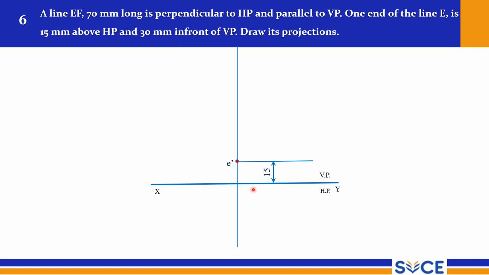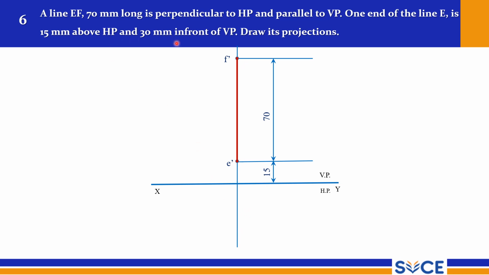So this is your E dash, and we have to start with the true length line only, E dash, and this is our 70 mm, sorry, F dash. So this is our front view. This is the front view, E dash and F dash. The corresponding top view will be at 30 mm.